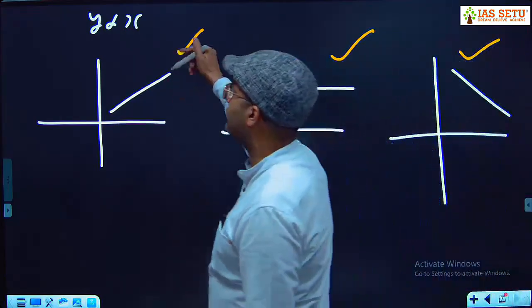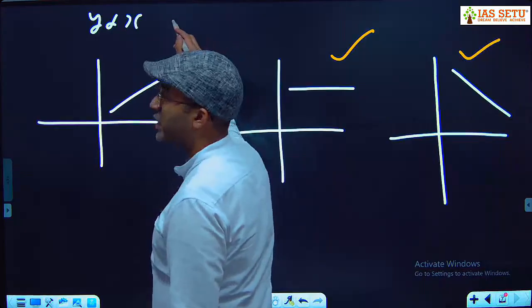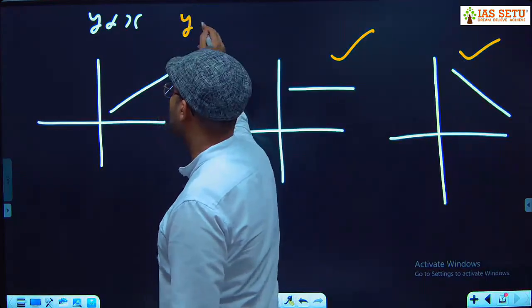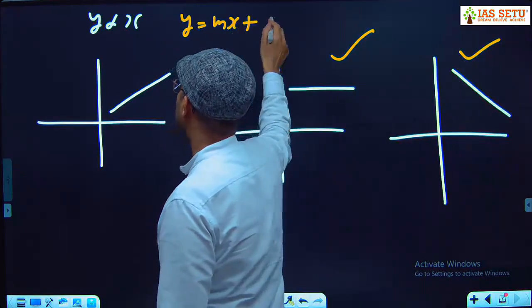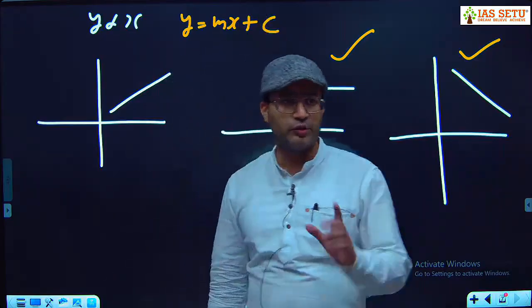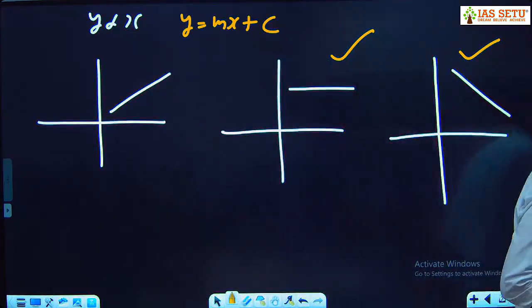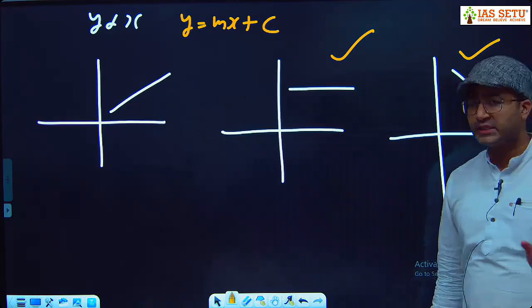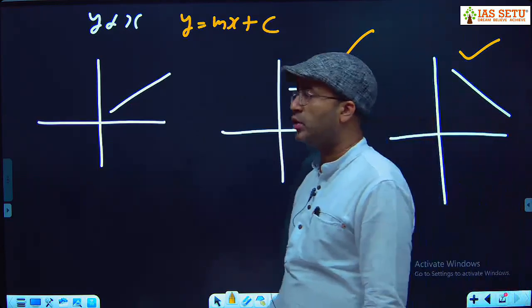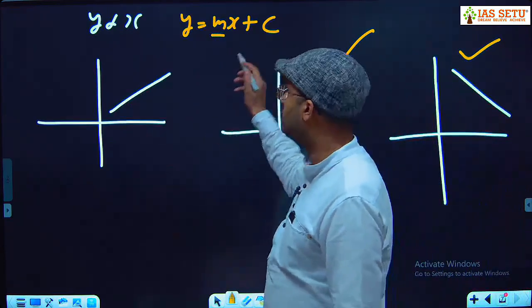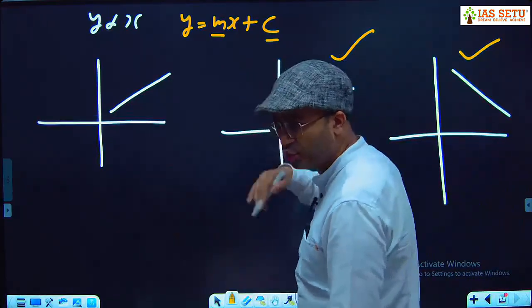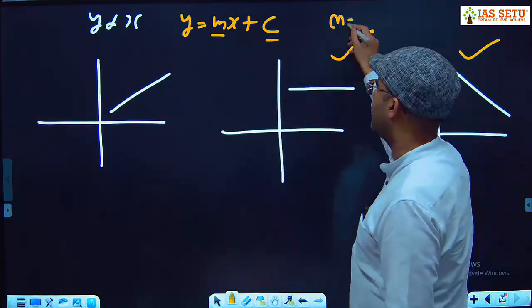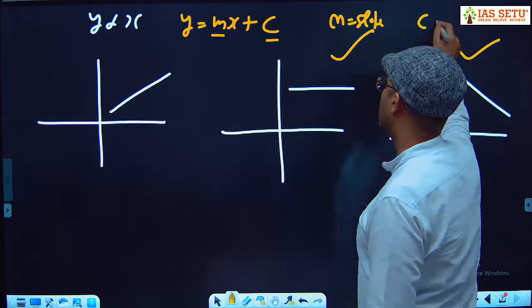What is the concept for y is directly proportional to x? We actually have an equation which is y is equal to mx plus c. If you are able to recall school days coordinate geometry, this has been taught. Y is equal to mx plus c. I will not go into much detail because many of you are from an arts background. M here is slope, c here is constant.